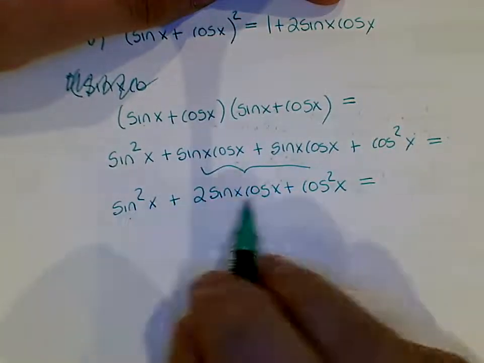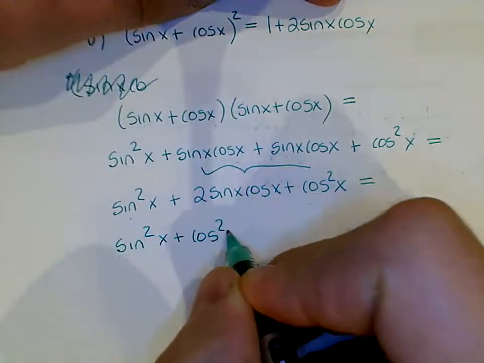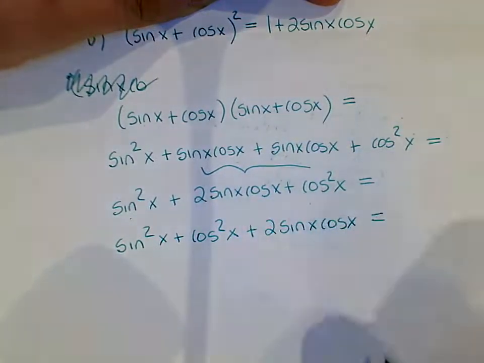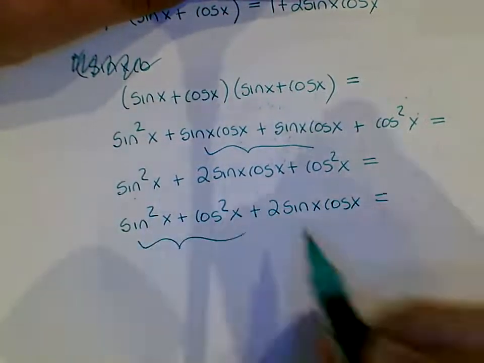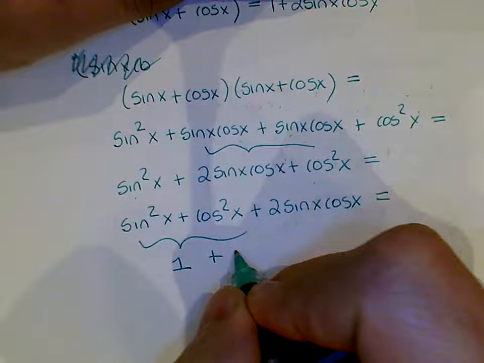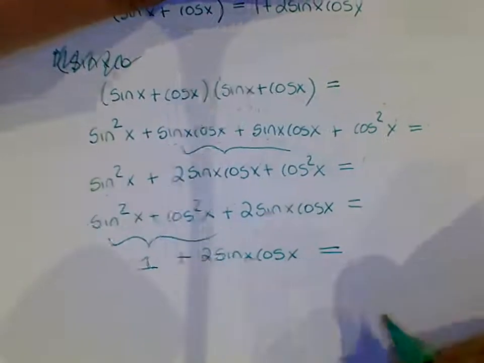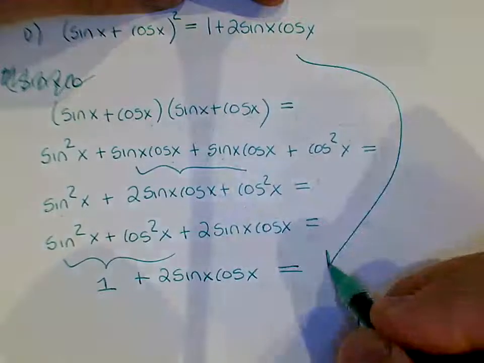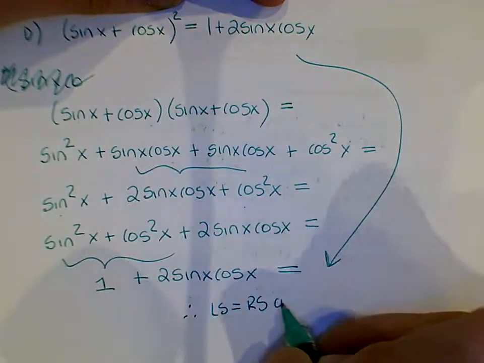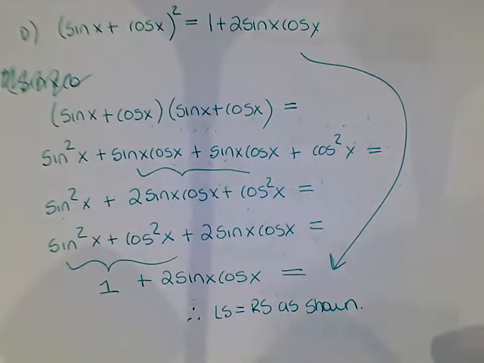And let me pair up sine squared x and cos squared x like this. And remember our Pythagorean identity? Sine squared x plus cos squared x is 1. So we have 1 plus 2 sine x cos x. And all this comes down. Therefore, left side equals right side as shown. And we've proven that this identity is true.